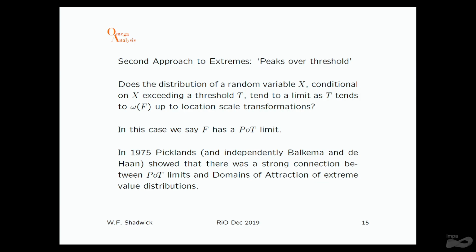So I'm giving you a rapid survey through this extreme value world. I apologize if you've never seen any of this before. But again, decades go by. And then there's a second approach that makes a big, big difference in this subject. That was independently by Pickands in the US and Balkema and de Haan in the Netherlands, who showed that there's a strong connection between what they called peak over threshold limits and these domains of attraction. So the peak over threshold idea is to look at the distribution conditional on being in excess of a certain threshold. And then ask, is there a limit, again up to location and scale transformations, as that threshold tends to infinity, if that's available, or to the upper end of the support of the distribution.